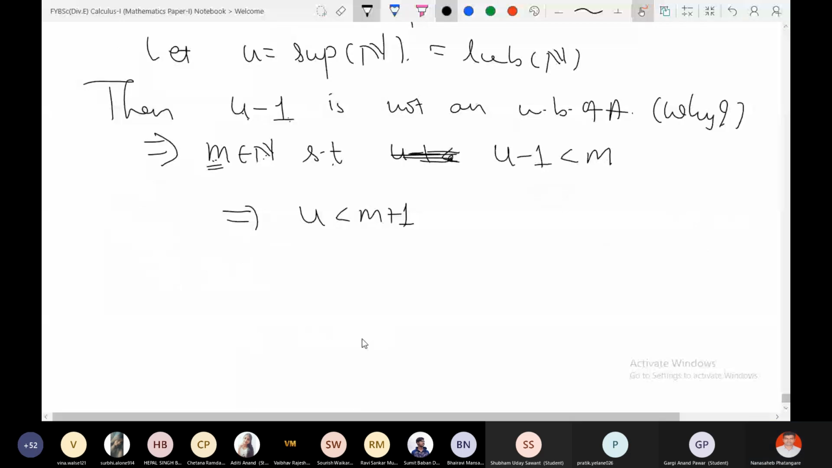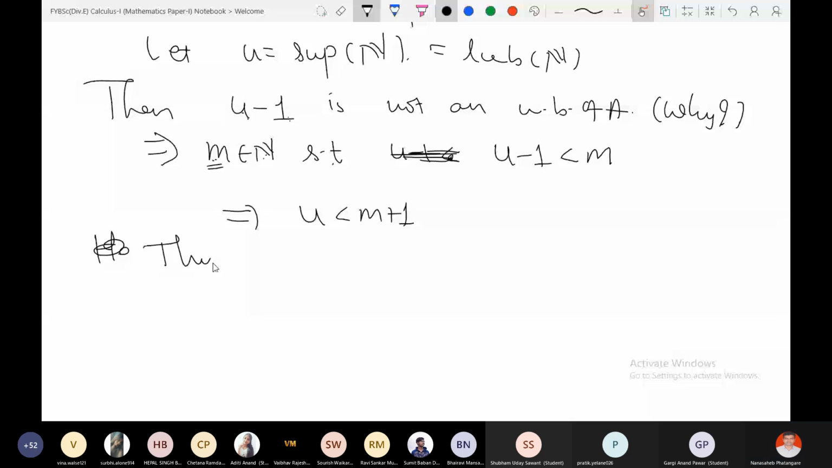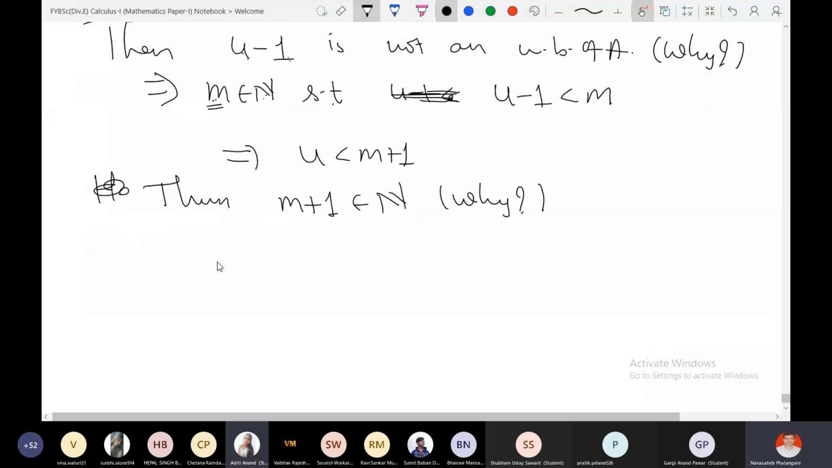Right? Hence, thus m plus 1 is a member of N. Why? Is m plus 1 a member of N? Why? m belongs to N, and if we add 1 to that, it also belongs to N. By which property?